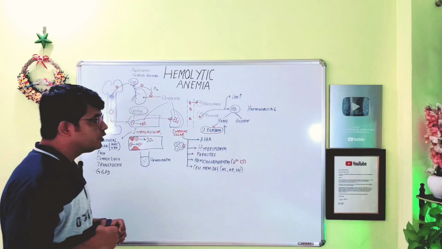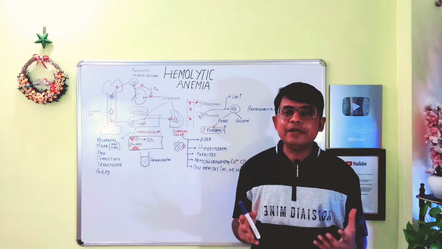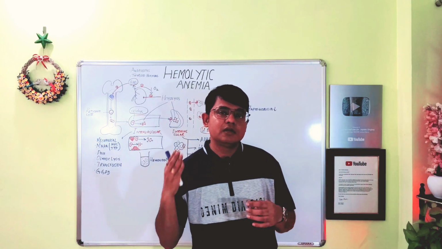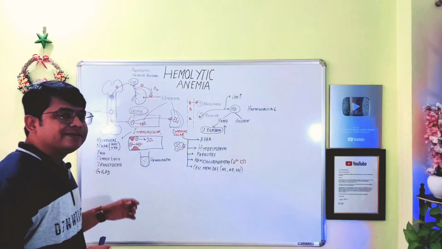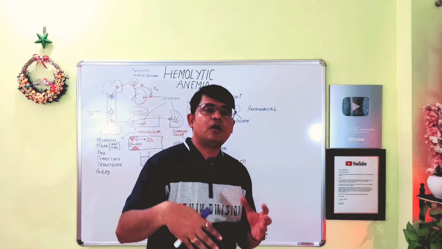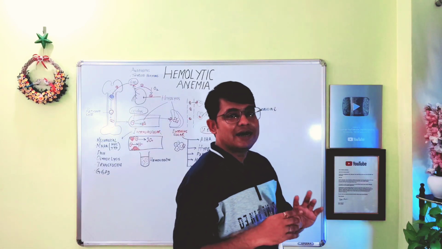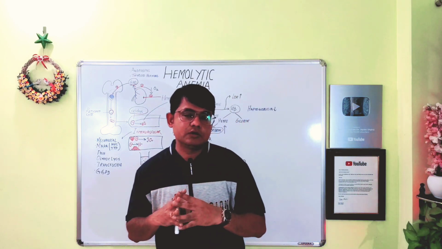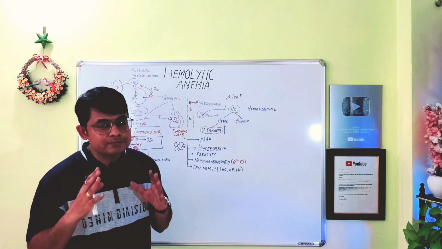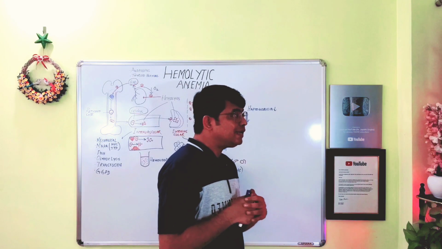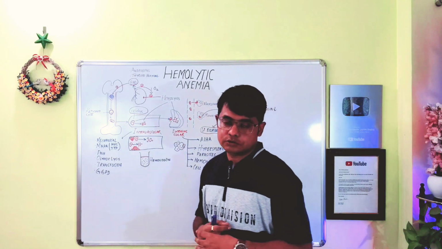Now the next cause of intravascular hemolysis is PNH. PNH, what does it mean? It means paroxysmal nocturnal hemoglobinuria. Normally there are some proteins or molecules present on the RBCs that prevent the activation of the complement pathways. But in case of PNH, these molecules are absent or reduced.